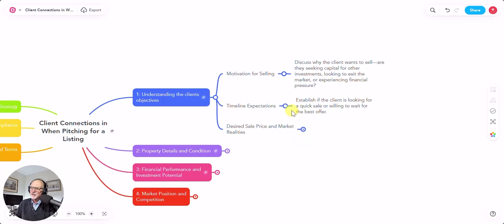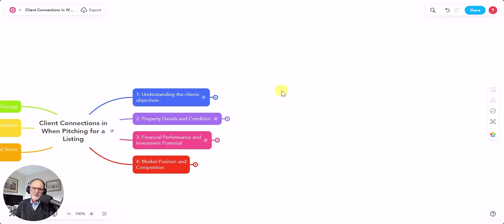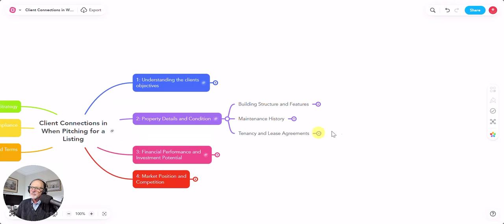So when you've asked those questions, you can then move on to the next set of facts and details. That is the property details and the condition of the property. So you'd be looking at these things: the building structure and features, maintenance history, tenancy and lease agreements. Now, of course, these things here will support the income stream. And if it's an investment property, you have to know what the income stream is doing and how potentially stable it is for the future.